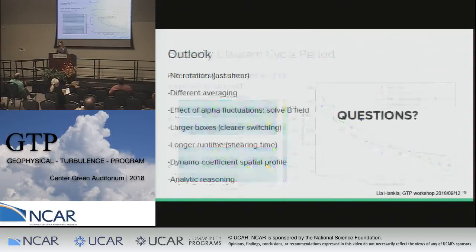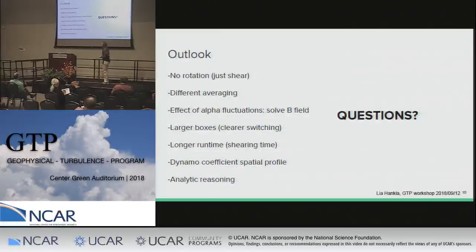I'm going to be a little bit short, but I figure that's okay. There are a lot of things that I still need to do because, like I said, this is a work in progress. For instance, figuring out what would happen if I didn't have rotation, so if it was just plain shear. And also there are some subtleties with the averaging in the way that I find the dynamo coefficients, and is it actually real, or is it just me averaging over the saturated state of the dynamo? And then if I had taller boxes, then the switching would become clearer, so everything would probably be easier to disentangle.